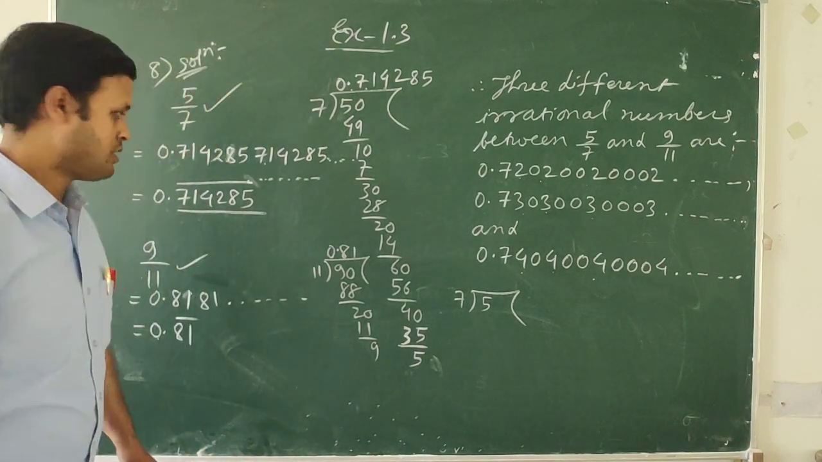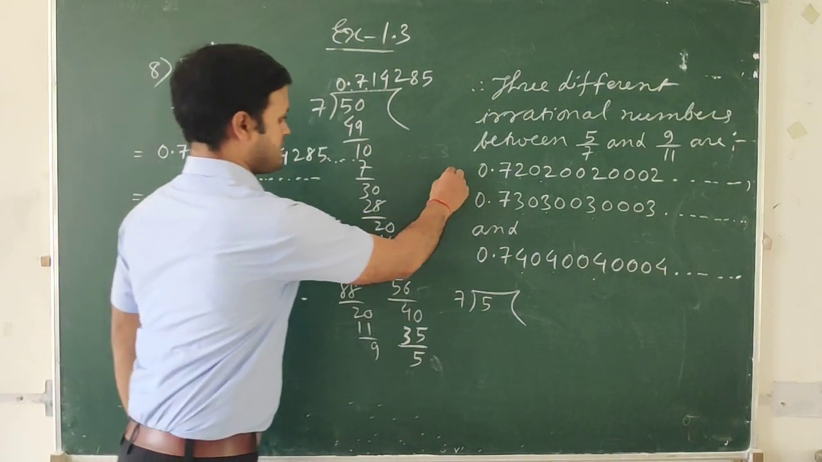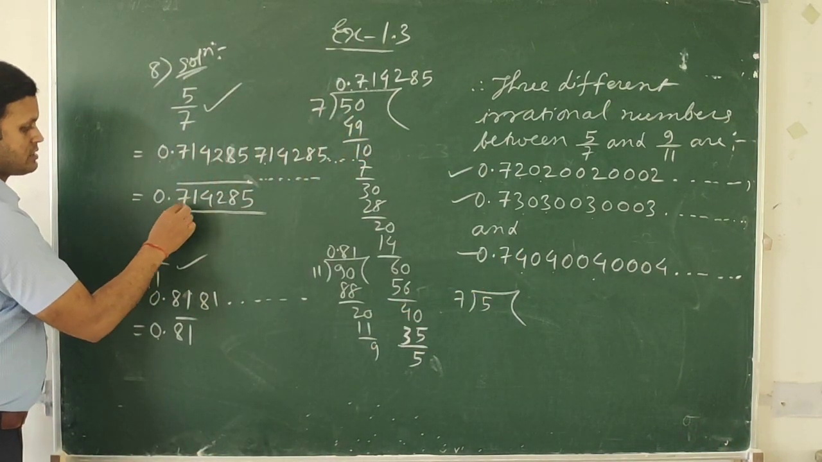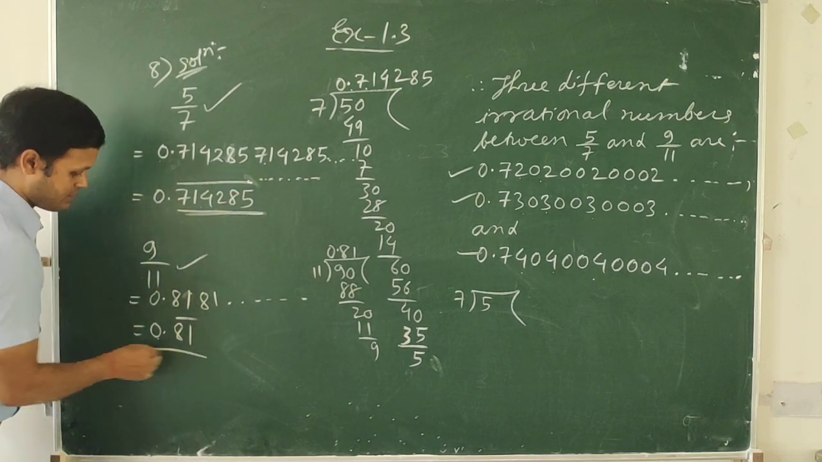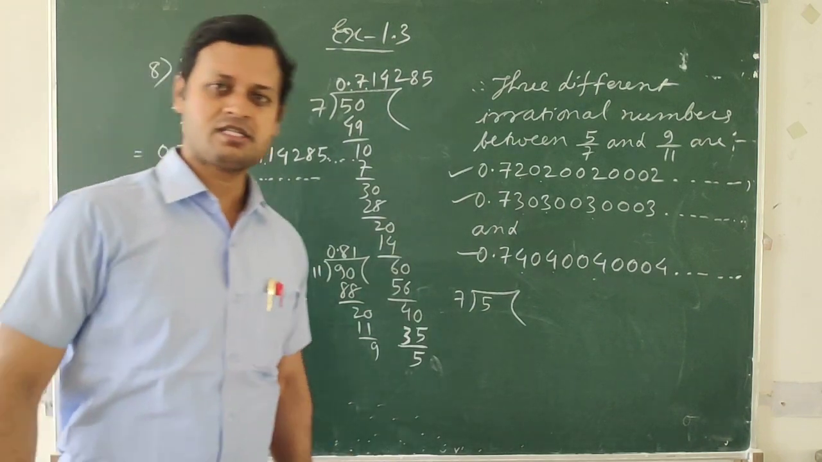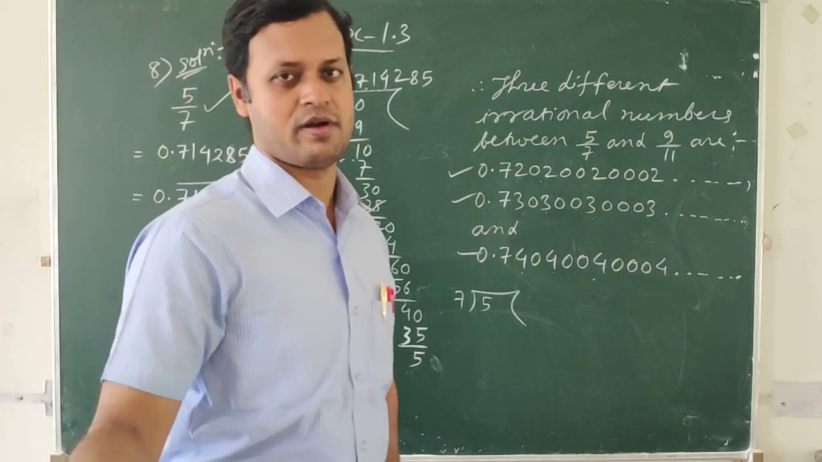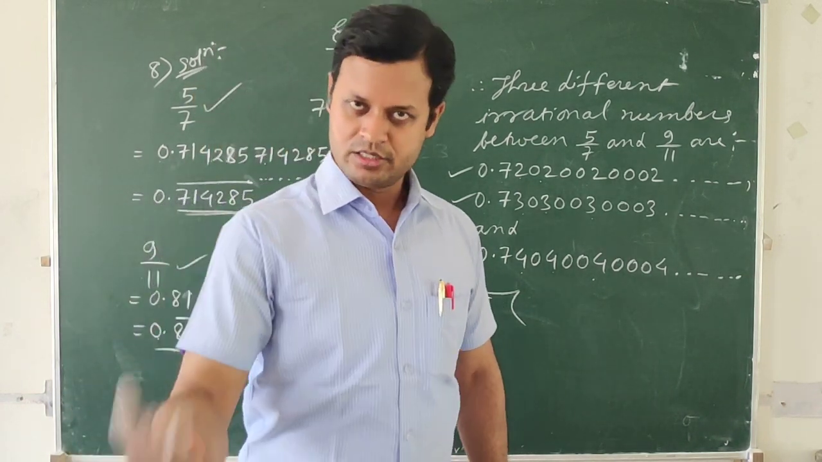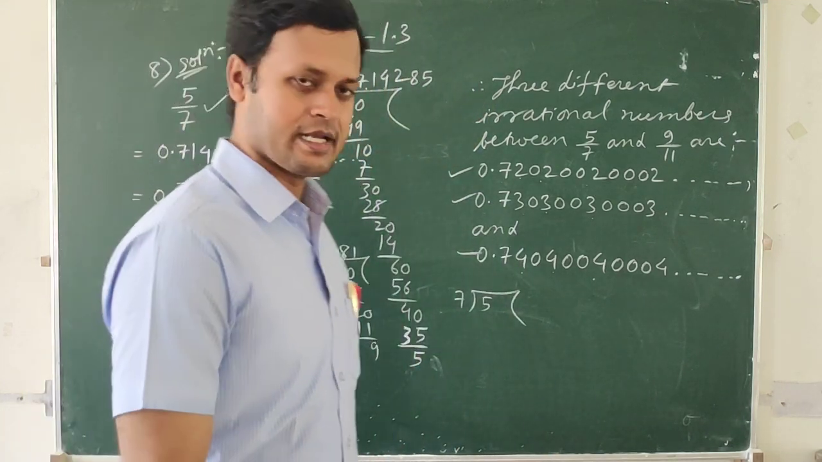Okay. So only the thing is that whatever number, these three numbers must lie between 0.714285 bar and 0.81. Between this number and this number, these three numbers must lie. Okay. Again more examples are there: 0.7505, 005, 0005. Again 0.76, 06, 006, 0006, like that. Okay.